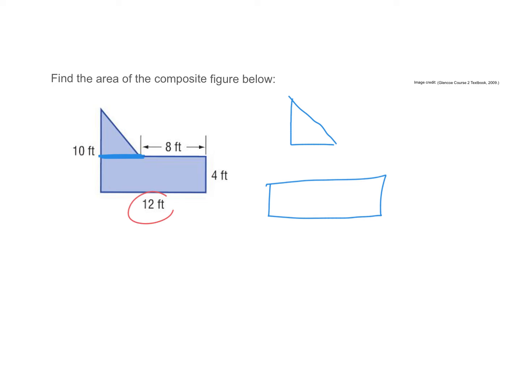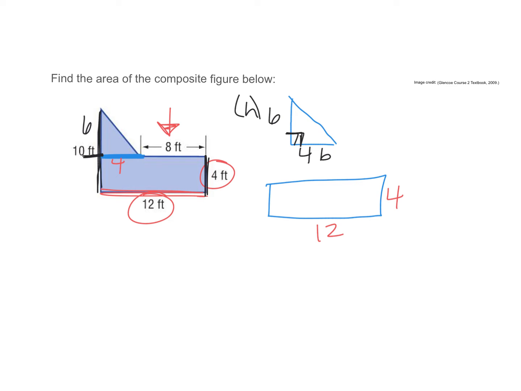So for the rectangle, my base is 12, my height is 4. And then for the triangle, I can see that this is 8 and the whole thing is 12, which means that that's going to be 4 because 4 plus 8 is 12. And then I can also see that this whole thing is 10. And if this is 4 over here, that means this length right here is going to be 6. So let's label that 4 and 6. This is my base. There's my right angle. And there's my height.